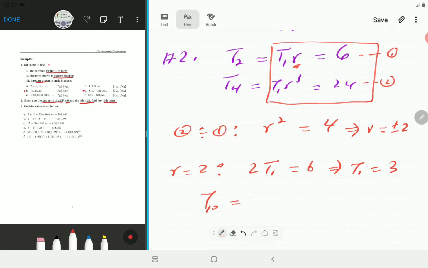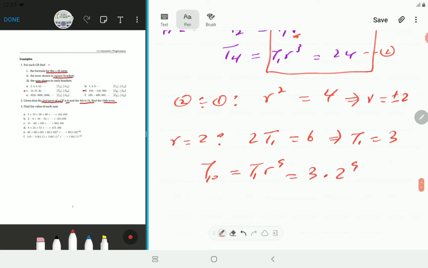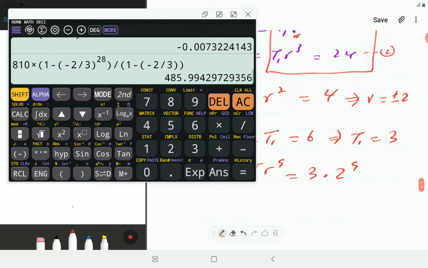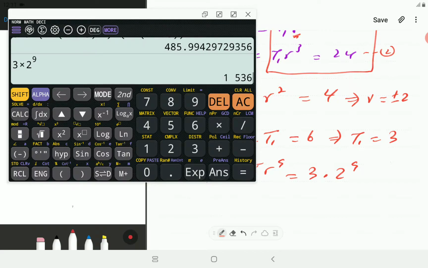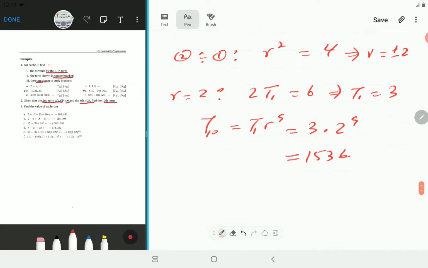Okay, so if we know T1 and R, then we can find T10, which is what that question is looking for. So T10 is going to be T1 R to the power 9. So it's going to be 3 times 2 to the power 9. Then we can punch that in the calculator. So this is 1536. So that's the case when R is 2.